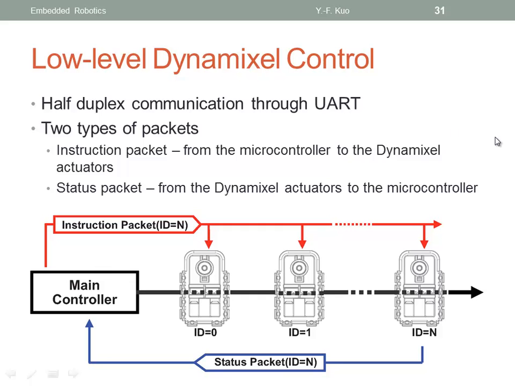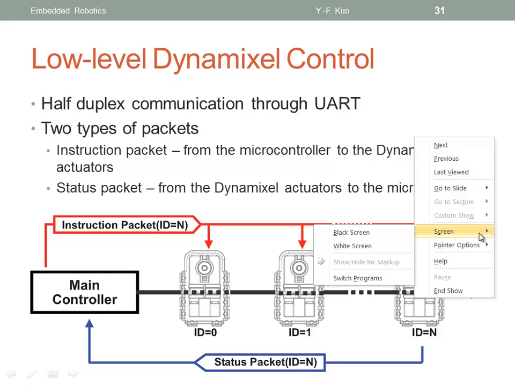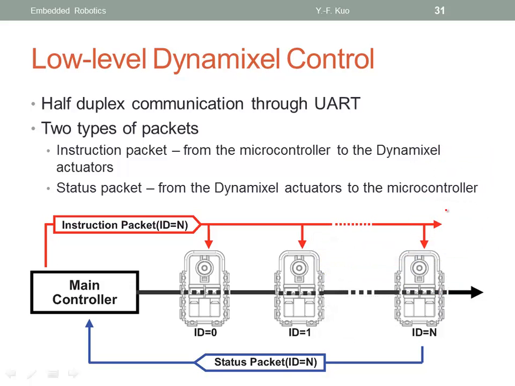So in this example, I'm going to briefly discuss how the control is done. So we go into the low level of the Dynamixel control. We know that the communication between CM510 and Dynamixel X12 is through UART, and this is half duplex communication. So what do we do here? Basically, the main controller can send out an instruction packet. This packet contains a command to the device, and the device will also report back what happened.